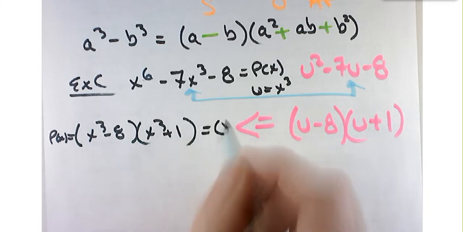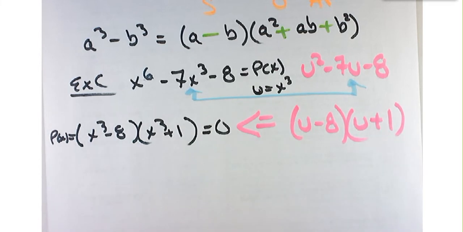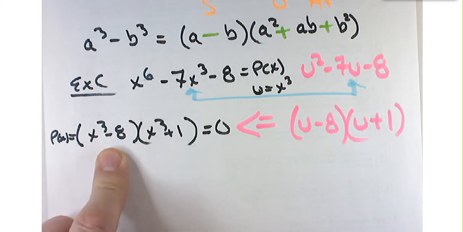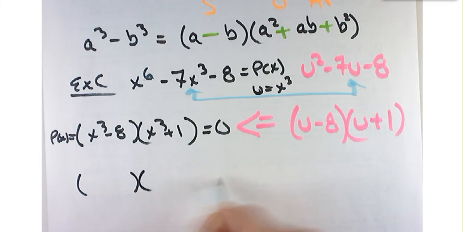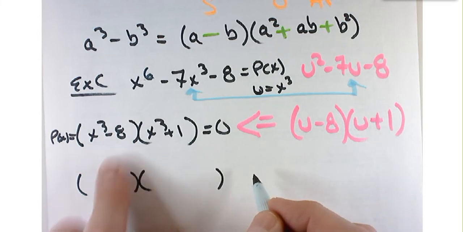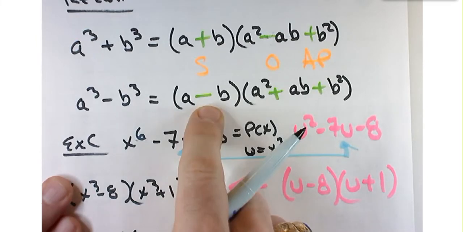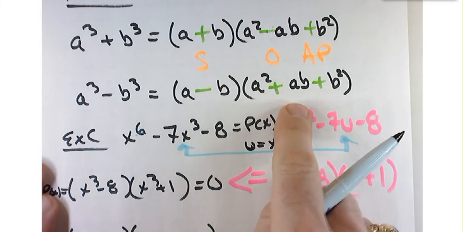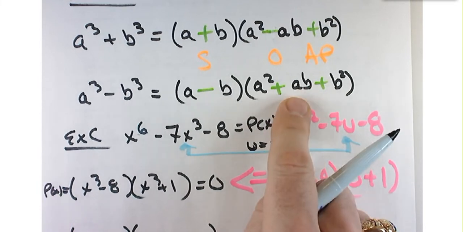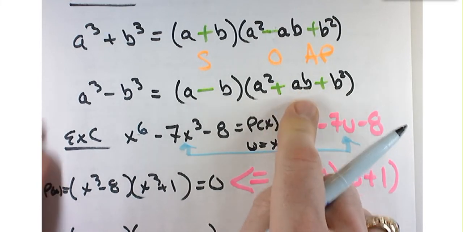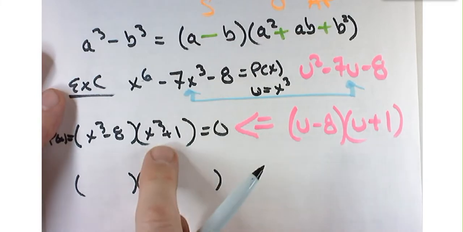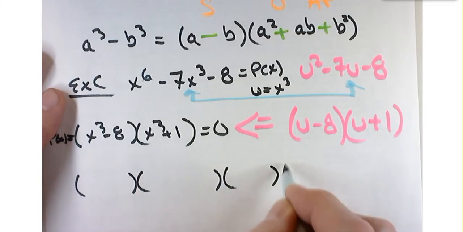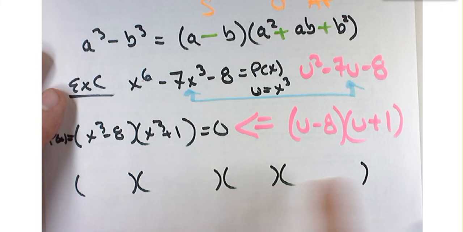If I want to set this equal to 0 and solve, what I'm going to notice for you is that this first term is the difference of cubes. So the difference of cubes is always going to be a binomial times a trinomial. And I'll tell you what, this trinomial will not factor. In fact, it's going to have complex roots when you finish solving it. And then this one is going to be the sum of cubes. So it's going to be a binomial times a trinomial again. Now I'll help you out with the first one.